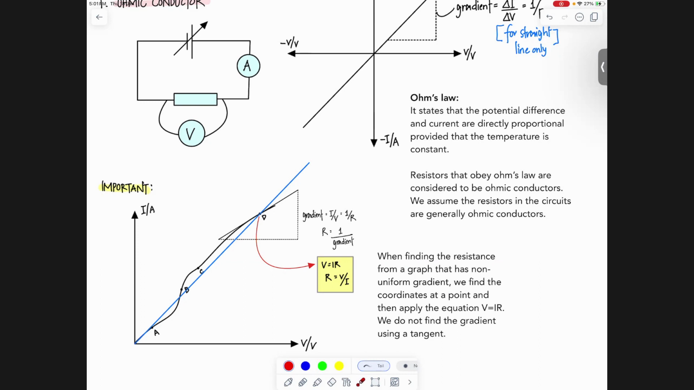Right. So next class I'll be doing filament lamp, thermistor, and the idea of resistance resistivity ratio. Okay.